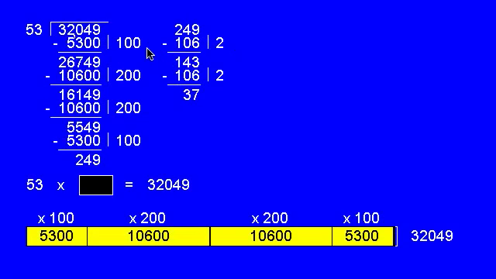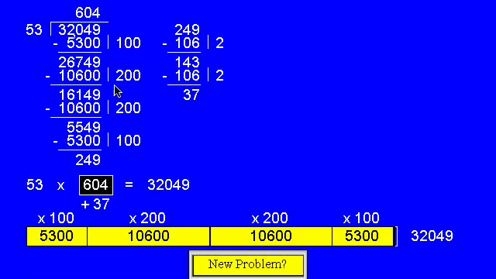Now for our quotient, this gives you 604 by adding up all of our multiples. So 53 times 604 plus 37 equals 32,049. So note here, we didn't have to worry about the problems we had with the traditional method of worrying about zeros in the quotient.